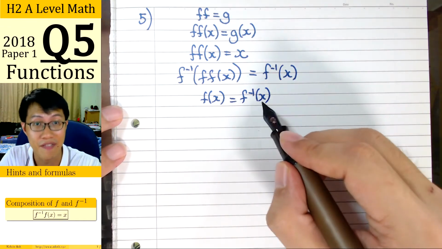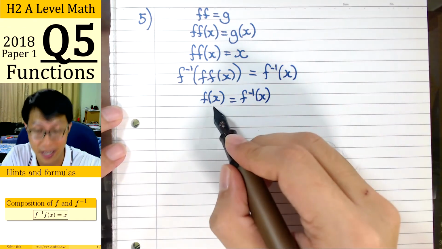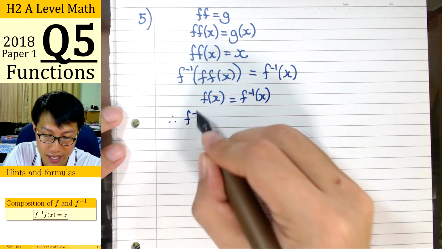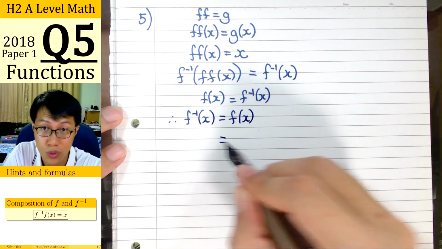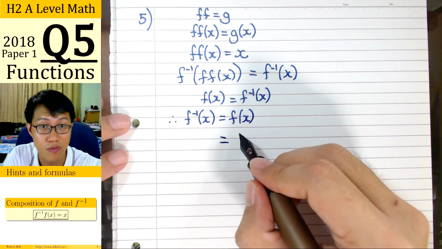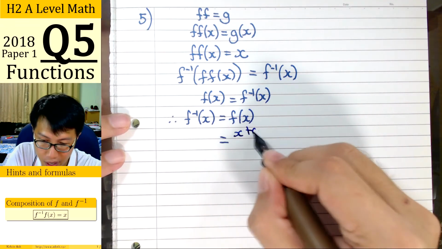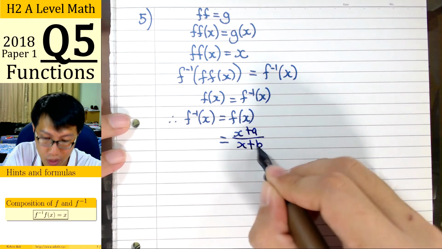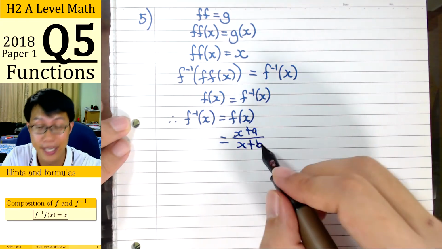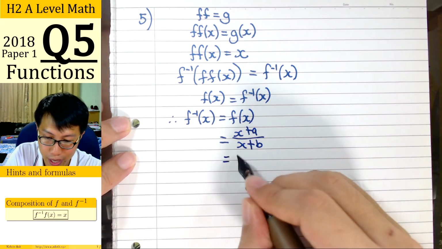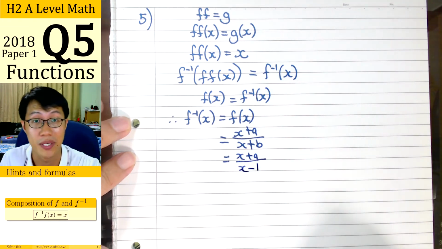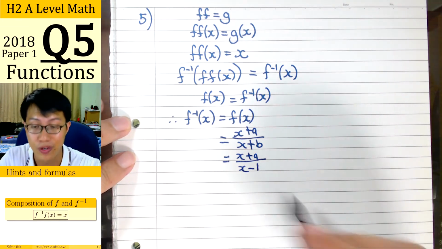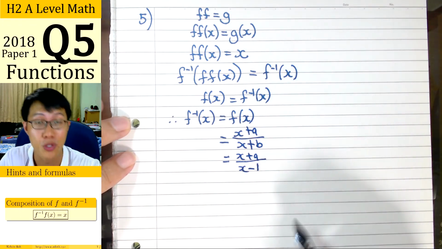So what is f inverse x? f inverse x is just f(x). Therefore, f inverse x is equal to f(x), which is, we copy the formulation given to us, (x plus a) over (x plus b). In part 1 of the question, we have found that b is minus 1. So we have (x plus a) over (x minus 1). And this is our solution. So if we can spot this trick in our exam, we are able to do the second half of the question really fast.